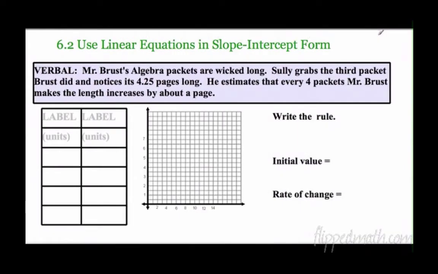All right, here we are back in 6.2. We're going to go on from what we did last time. Last time we plugged into y equals mx plus b. And the difference between last time and this time, we'll find out. But last time we always had our initial value, which was our y-intercept. Okay, now we're going to have to do a little more work.